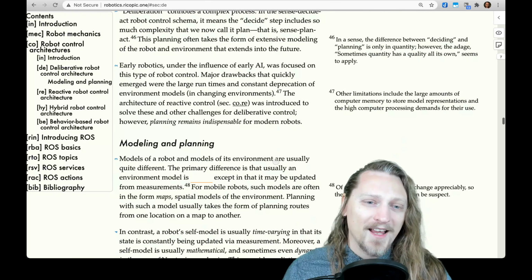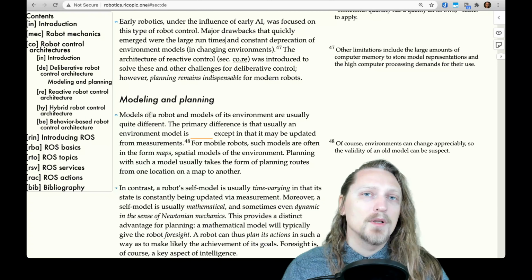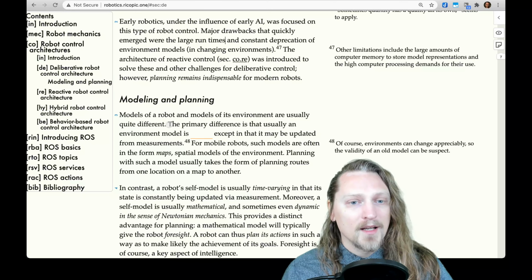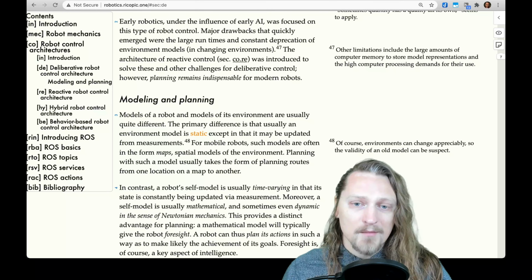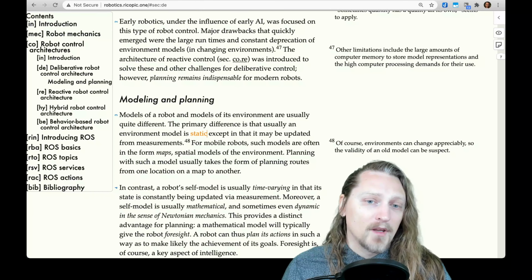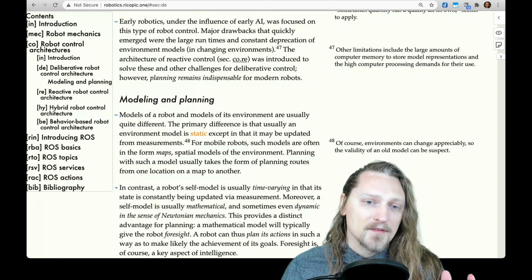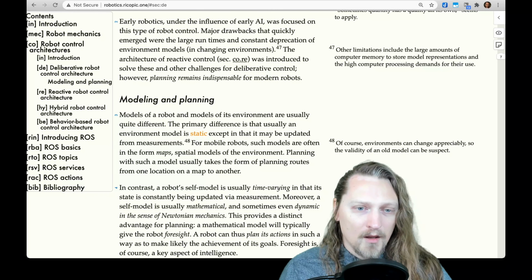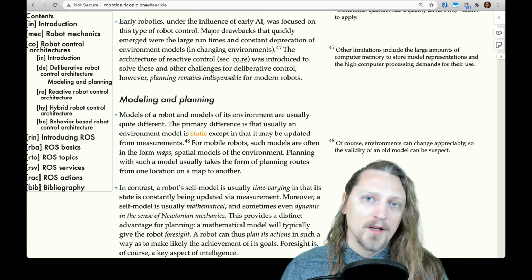Modeling and planning. Models of a robot and models of its environment are usually quite different. The primary difference is that usually an environment model is static, except in that it may be updated from measurements. For mobile robots, such models are often in the form of maps. You're familiar. Spatial models of the environment. Planning with such a model usually takes the form of planning routes from one location on a map to another.